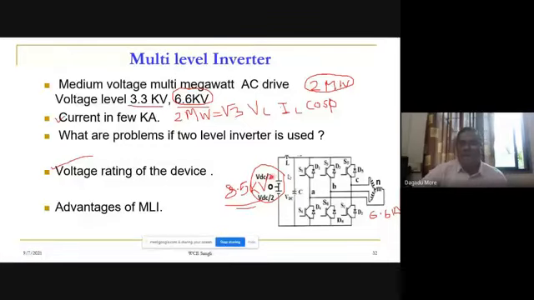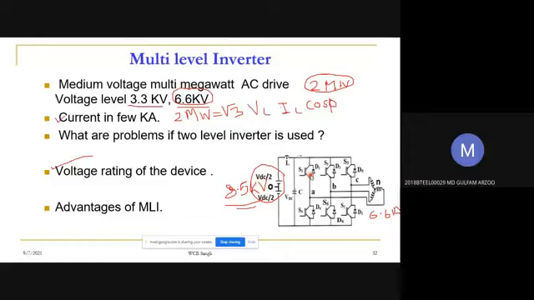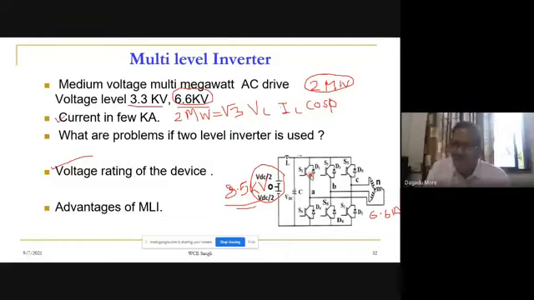For getting a 6.6 kV line voltage, the RMS value of the line voltage fundamental component, we assume that the DC voltage required is 6.6 divided by 0.7. So we assume that figure is 8.5 kV. It may not be correct, but you assume it is 8.5 kV. Then how much voltage will appear across the switch when it is off? How much voltage will appear across S1 when it is off, or S4 when it is off? It will be 8.5 kV.